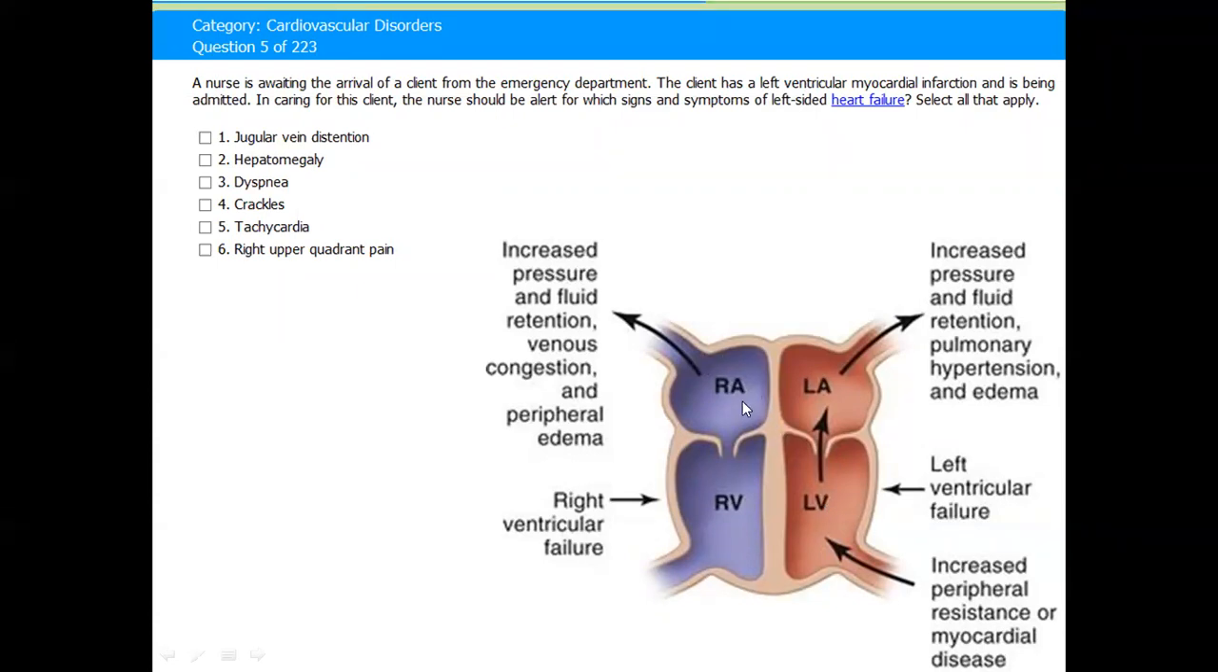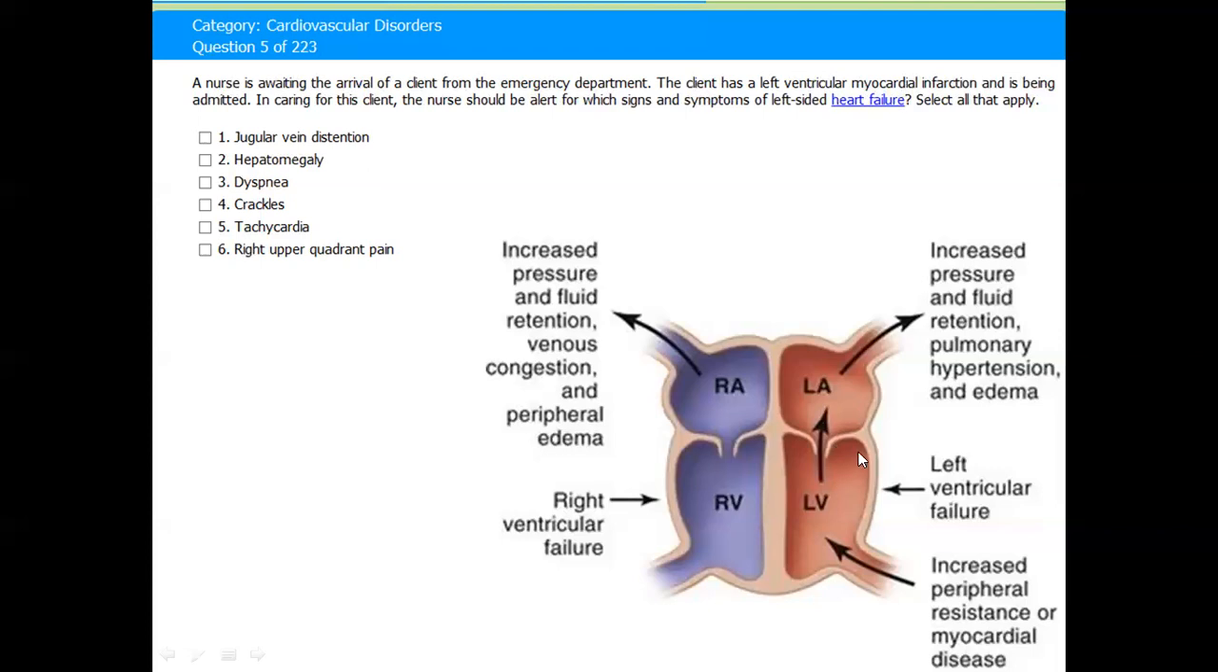The right heart collects blood from all of the body through the superior and inferior vena cava. So blood comes from the body to the right atria, then goes to the right ventricle. From the right ventricle, blood is supposed to go to the lungs. From the lungs, blood goes to the left atria, from the left atria to the left ventricle, and from the left ventricle, blood is expelled out to the body. This is what normally happens.